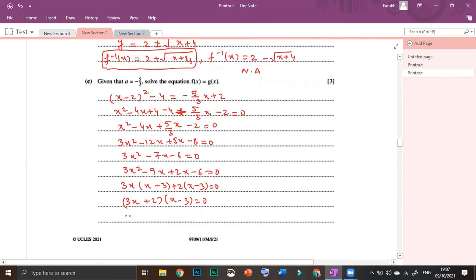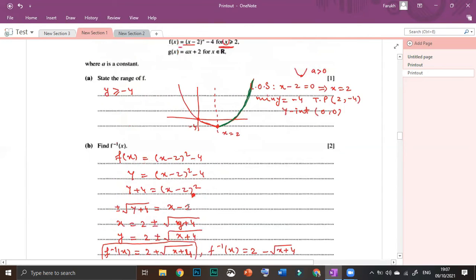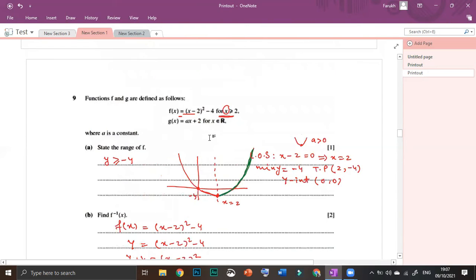We have two answers: x is equal to minus 2 by 3 and x is equal to 3. Now we will look at the domain to check which one is applicable and which one is within the given domain. The given domains are x belongs to R and x is greater than 2. Now we will pick the answers which satisfy both the domains.